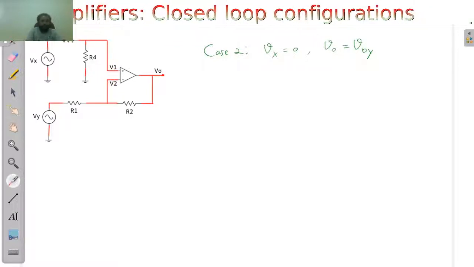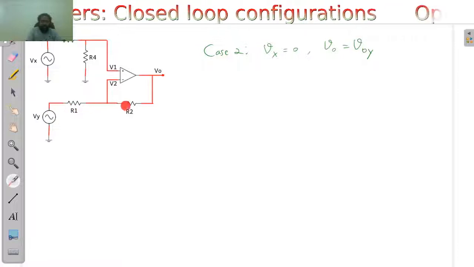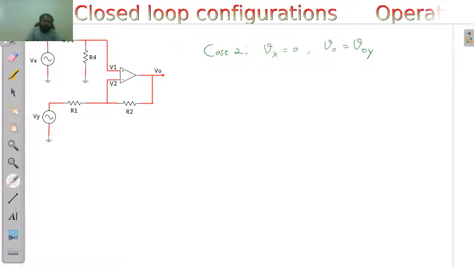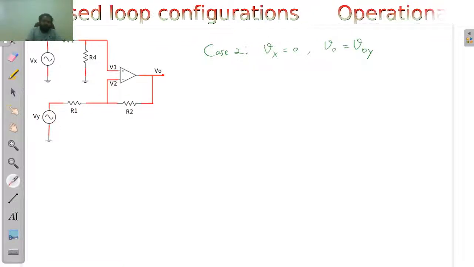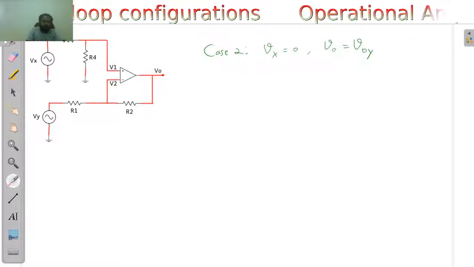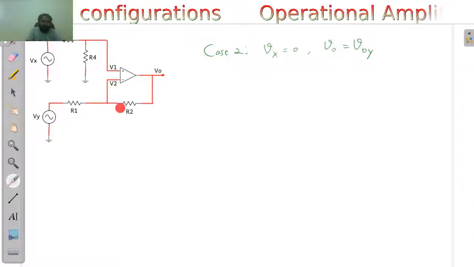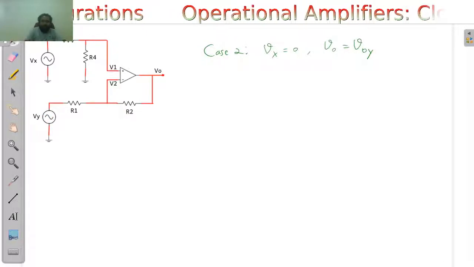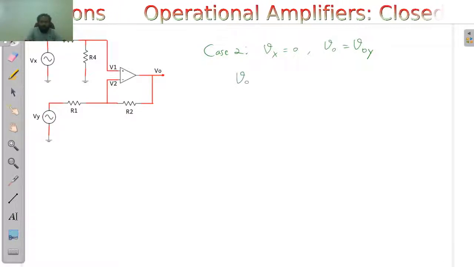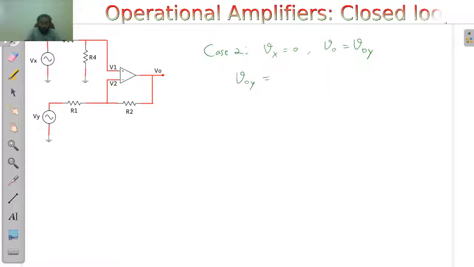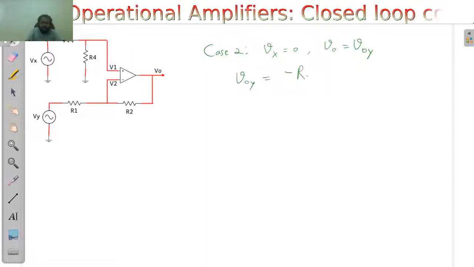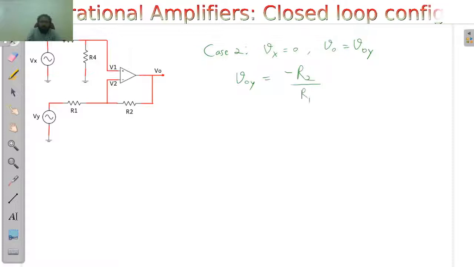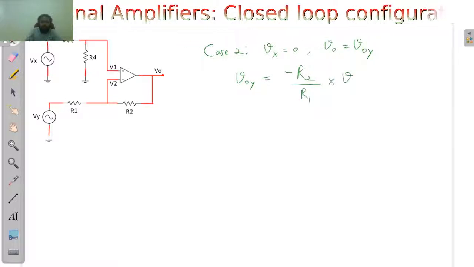Okay, and the virtual ground and inverting amplifier conditions satisfy the rest of the thing. So V output will be equal to minus R2 by R1 times Vy. So in this case, our Voy will be equal to minus R2 by R1 times Vy.